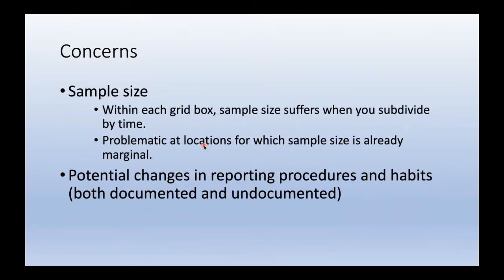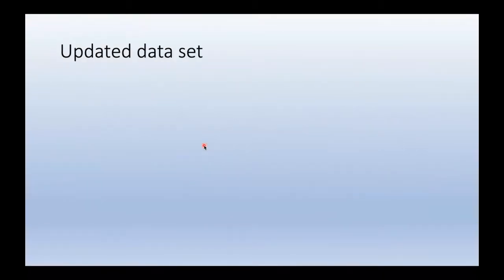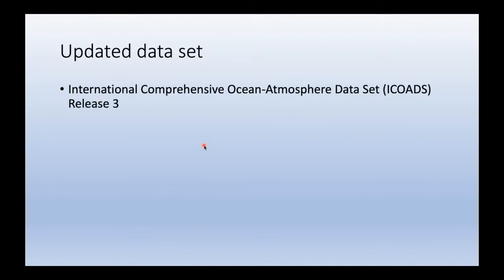I still worry about that potential source of bias in any trend that I look at, but nevertheless, it can't hurt to just dive in and see what comes out. So I went to an updated data set. It's basically an extension or a revision, an update of the original COADS data set. It's now called ICOADS, the International Comprehensive Ocean Atmospheric Data Set, ICOADS Release 3. And it's available through 2014.